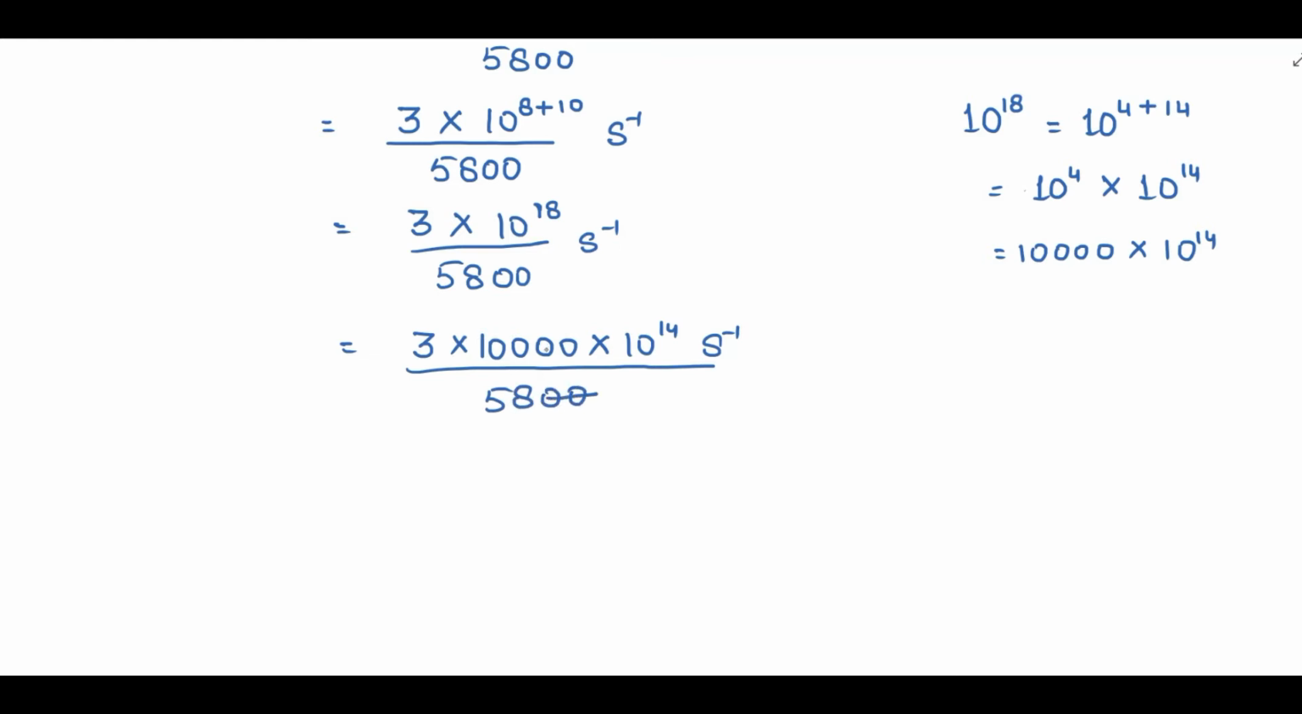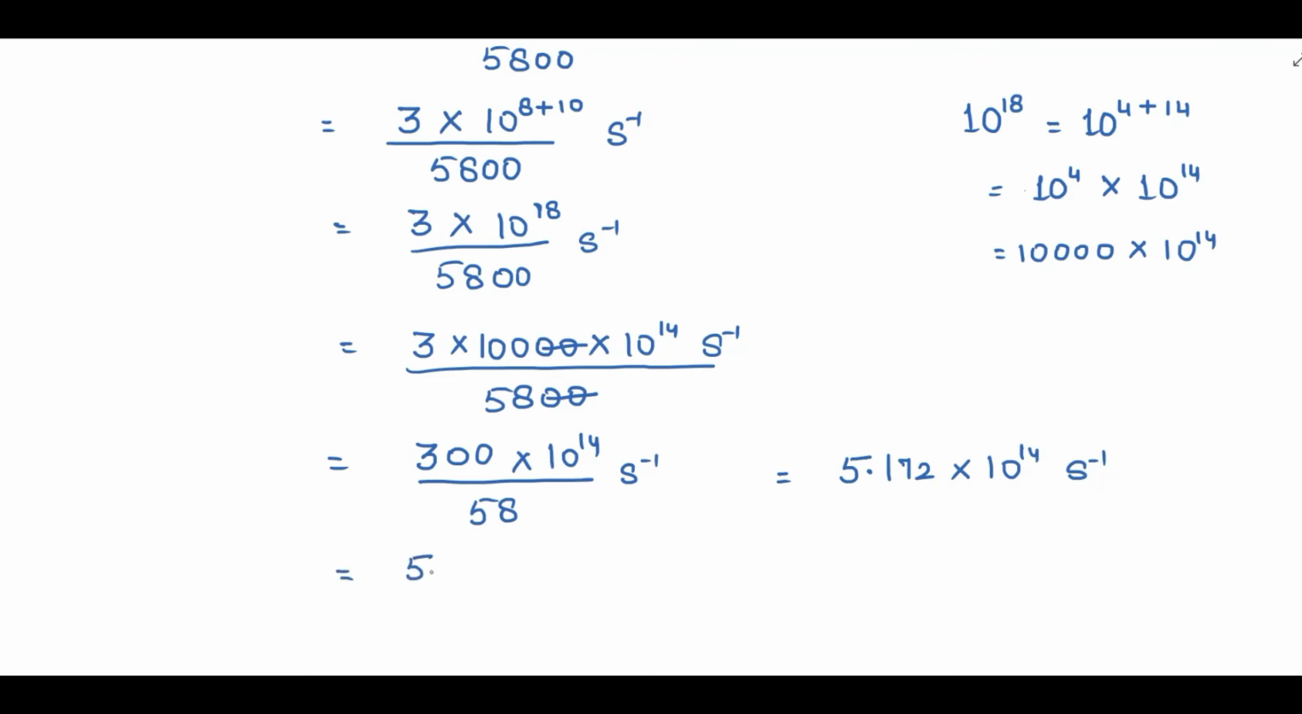5800. Cancel these two zeros with these. 3 into 100, it will be 300 into 10 raised to power 14 divided by 58. 300 divided by 58, the answer is 5.172 into 10 raised to power 14 second inverse. 1 second inverse is equal to hertz. So 5.172 into 10 raised to power 14 hertz is your final answer.